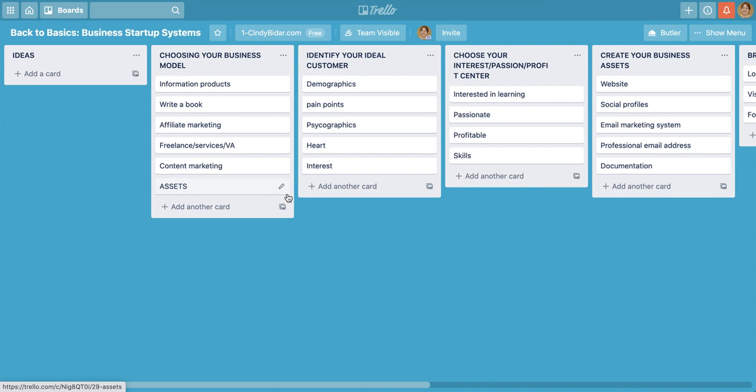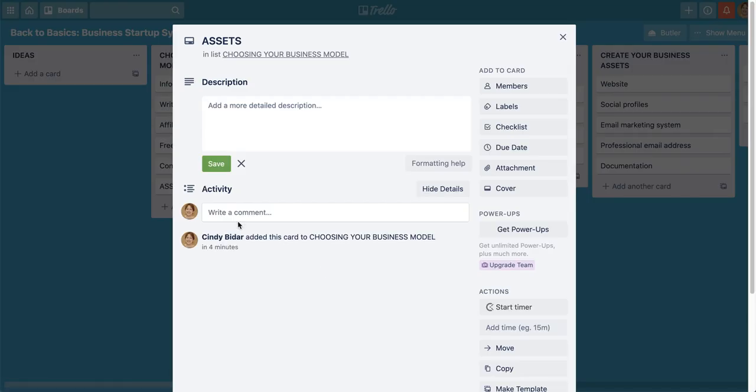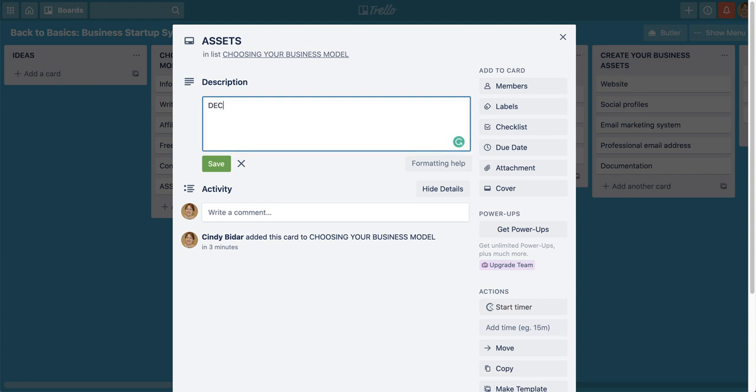So for right now, like I said, I'm just organizing this, and I will flesh it out later as I go. But this assets card, I'm going to put one of these in each of these lists, and this is where I'm going to list things like checklists that I want to include as I'm going through and fleshing out the information. Maybe I want to have a decision matrix to help people decide which business model.